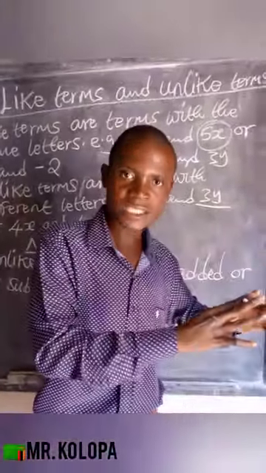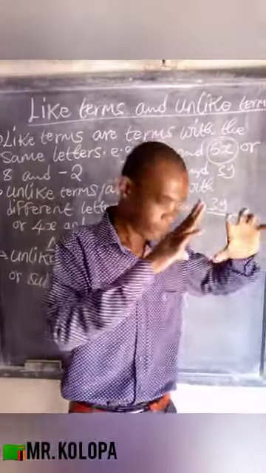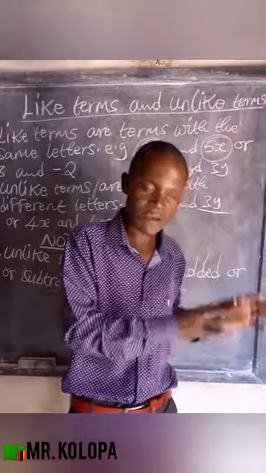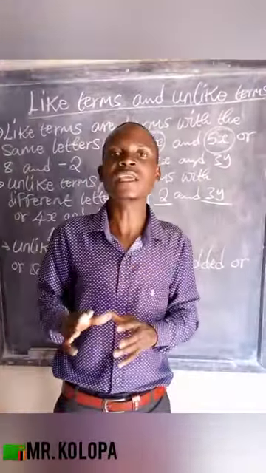This one, if it has x, this one it has y. Those are unlike terms. If you have this number, any number being x, and this any number being x, we are calling them like terms.